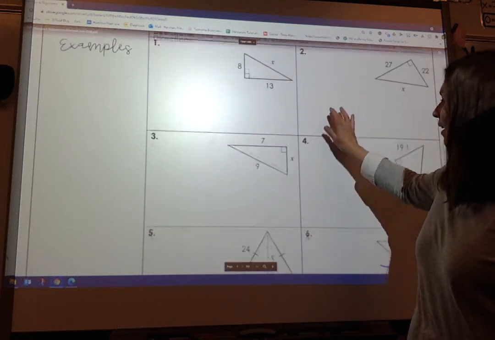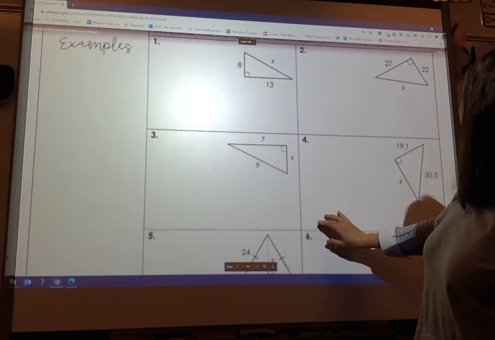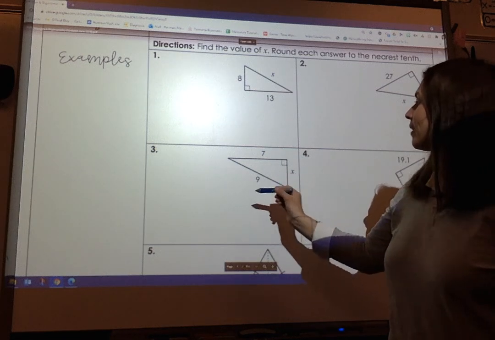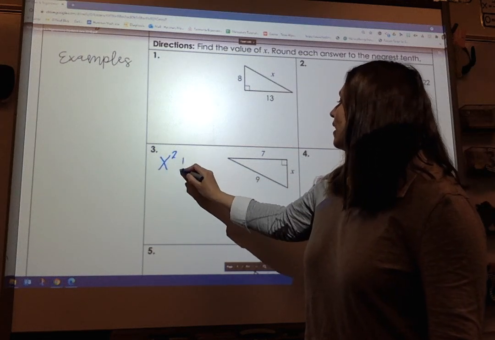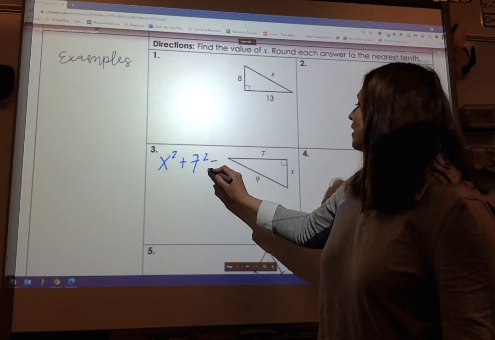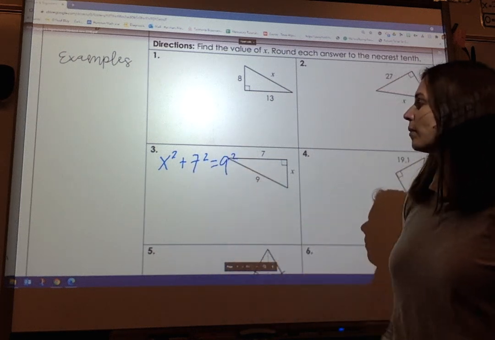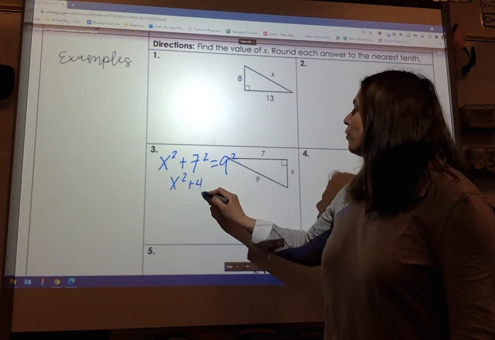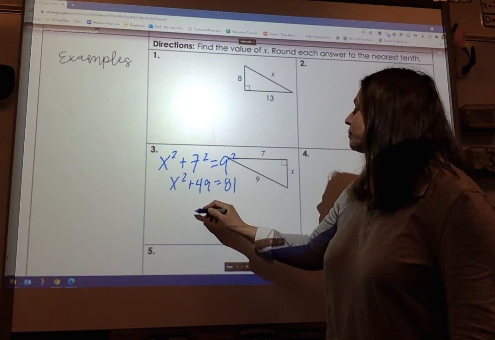And again, you do not have to write out exactly what I did there. Now, look at this one. Here are my legs. So the square of this leg plus the square of this leg equals the square of the hypotenuse. And now I just solve for x. X squared plus 49 equals 81.